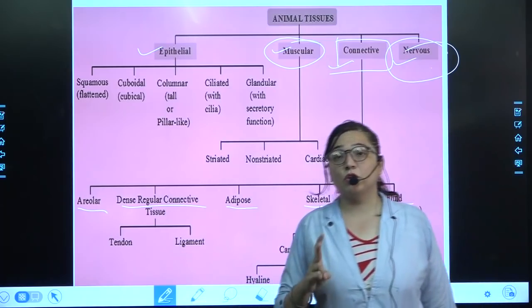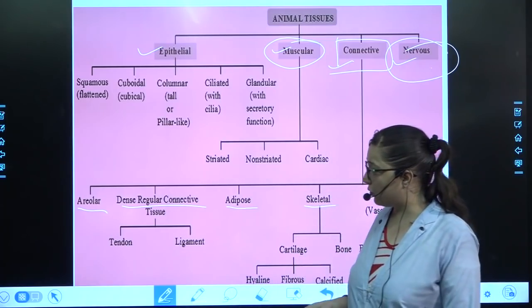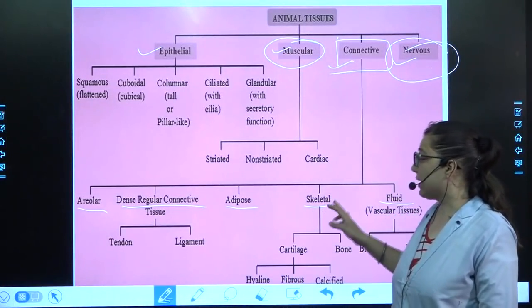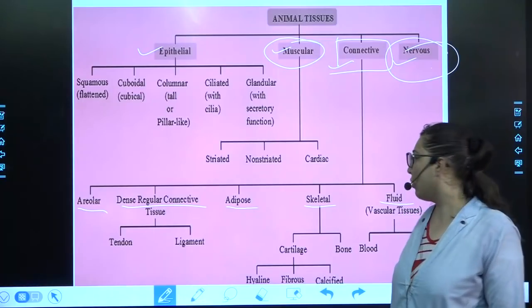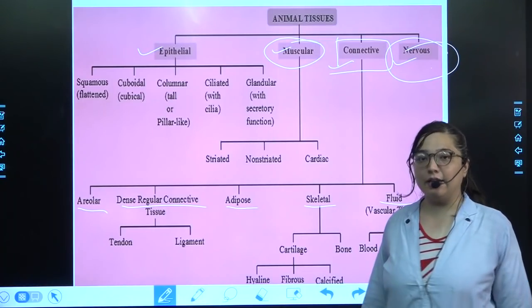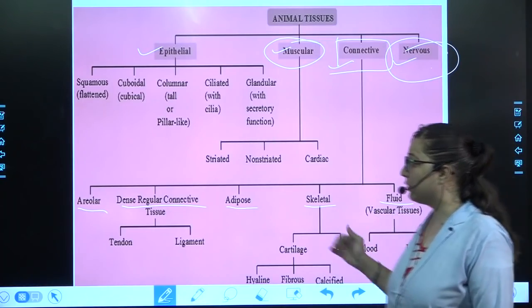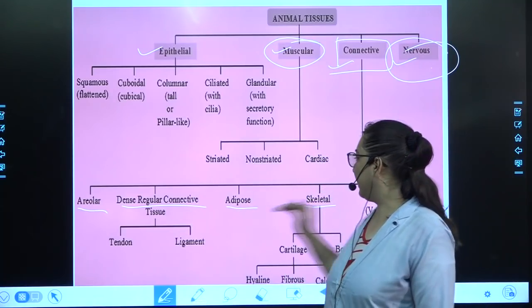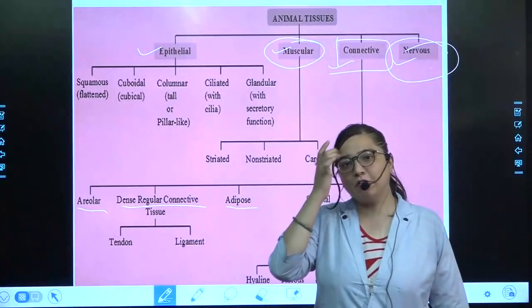Dense regular is of 2 types. Which are those 2 types? Tendon and ligament. Skeletal, cartilage and bone. Fluid, blood and lymph. So among the 5, 2 are easy ones, that is areolar and adipose, while the remaining 3 have a little bit more content.